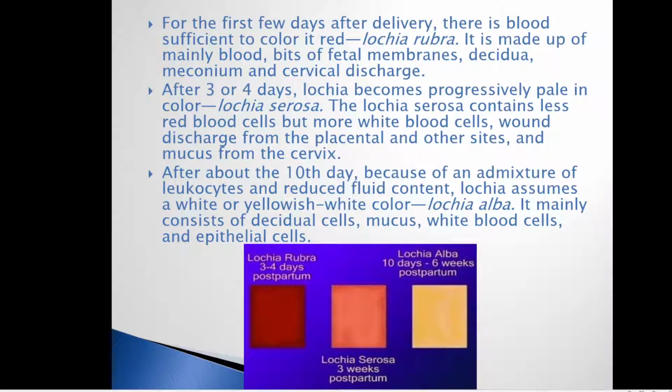After 3 or 4 days, it's lochia serosa. And after about 10 days, it's lochia alba. It mainly consists of decidual cells, mucus, white blood cells, and epithelial cells. And lochia alba can continue until 6 to 8 weeks after labor.